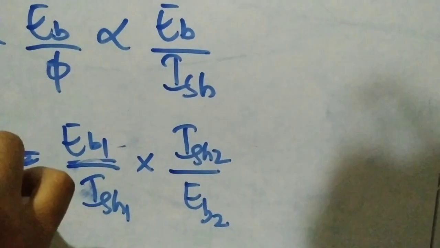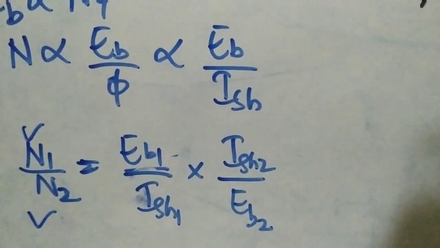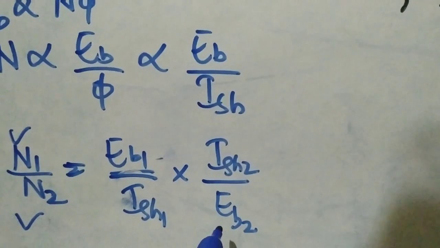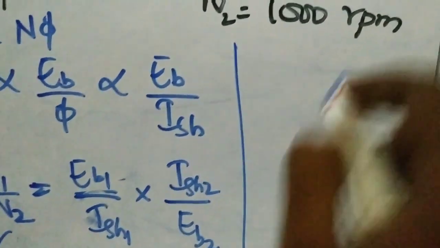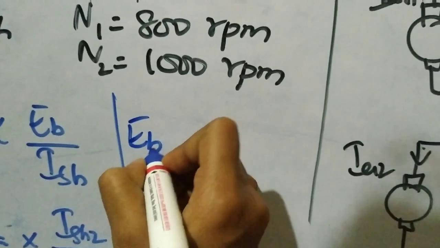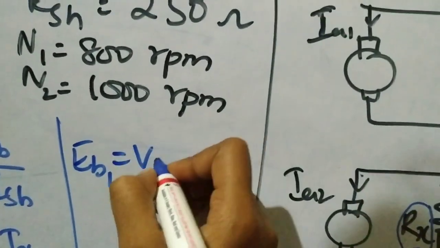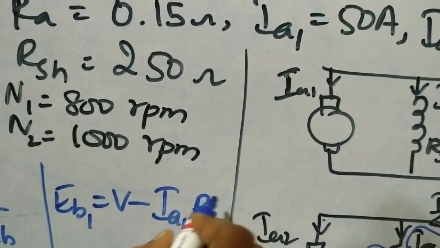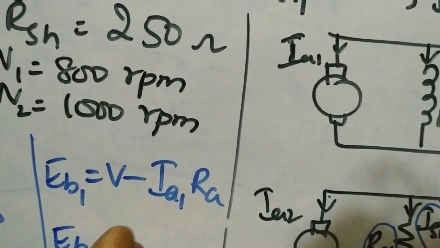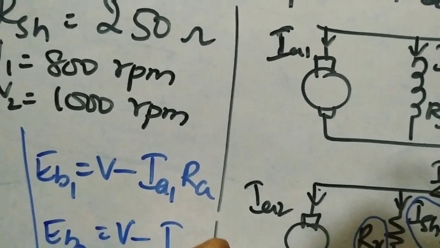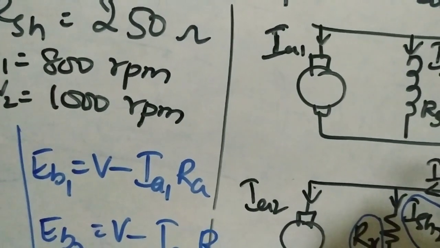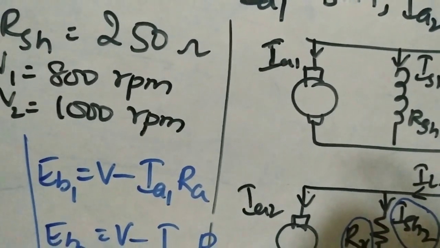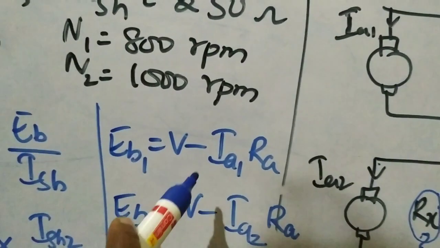N1 is given, N2 is given. We have to find the corresponding EB1 and EB2. Let's find those two terms. Since it is a shunt motor, EB1 can be written as V minus IA1 into RA. Substitute all the corresponding values. EB2 is equal to V minus IA2 into RA. So EB1 and EB2 can be solved with these two basic formulas.